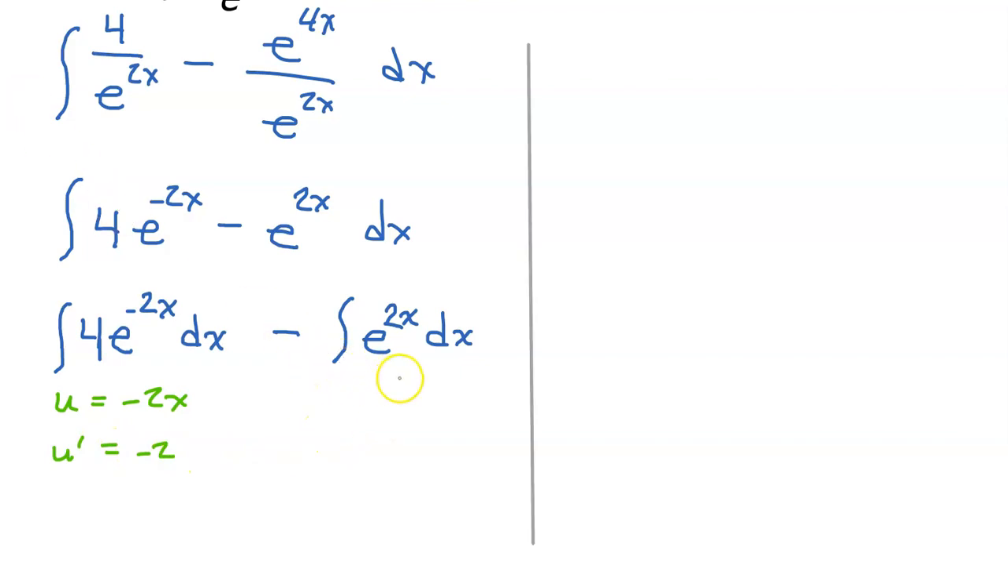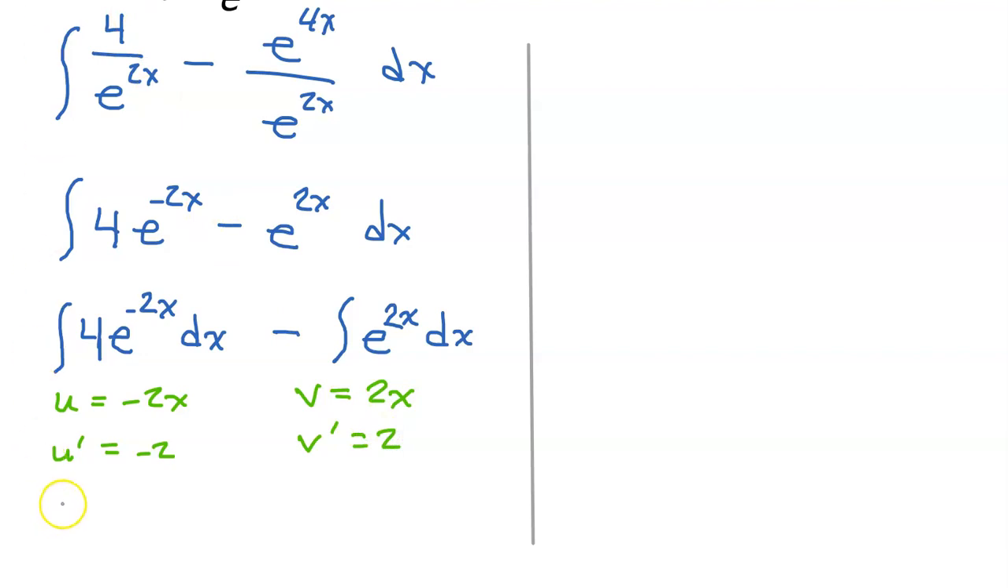For the second integral, I'd like to do another u substitution, but this is going to be a different value, so I can't actually use the letter u. I need to pick a different variable. So how about v? So let's do a v substitution. Let's let v equal 2x, which means that v prime will equal 2.